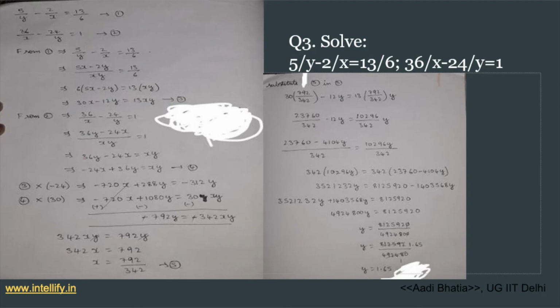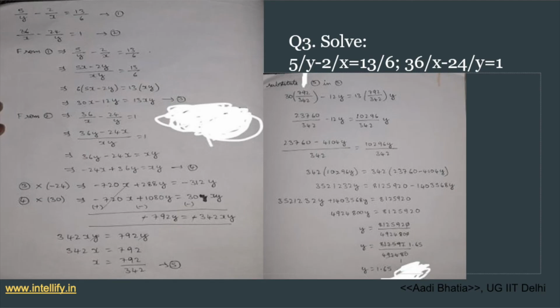This equation has been formed due to cross multiplication. So hence 3521232y minus 8125920 minus 1403568y will form 3521232y plus 1403568y, which is equal to 8125920.